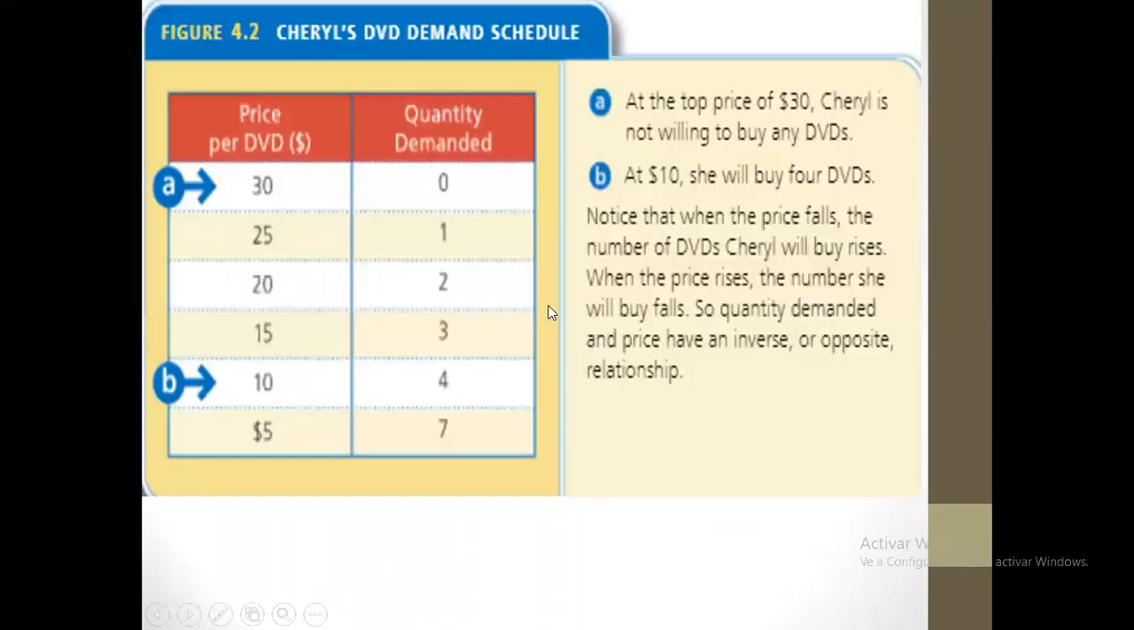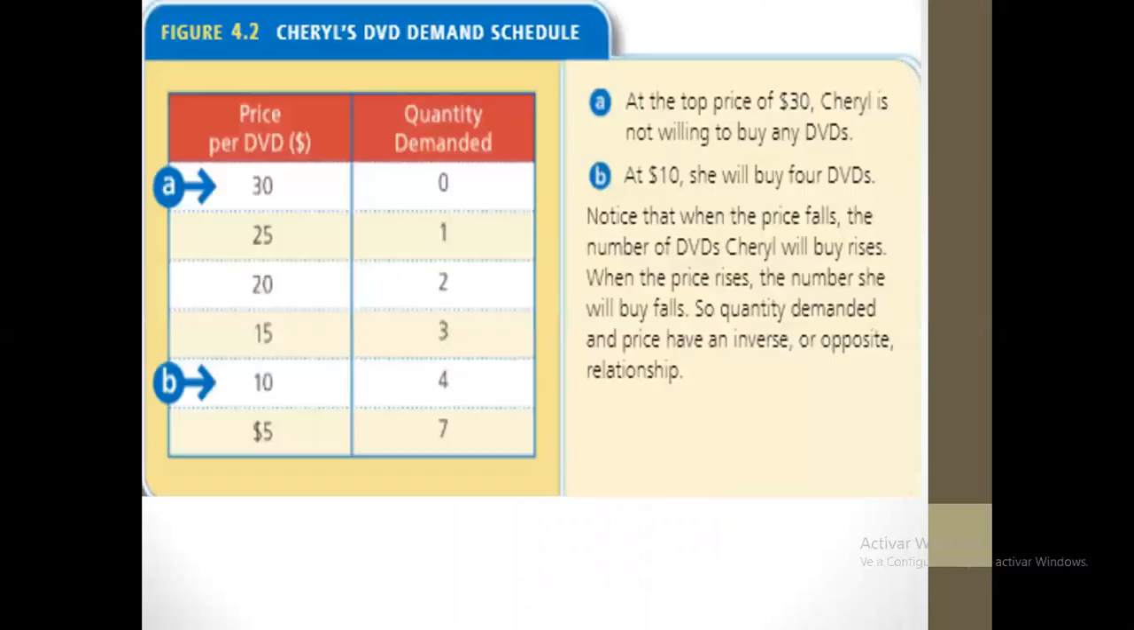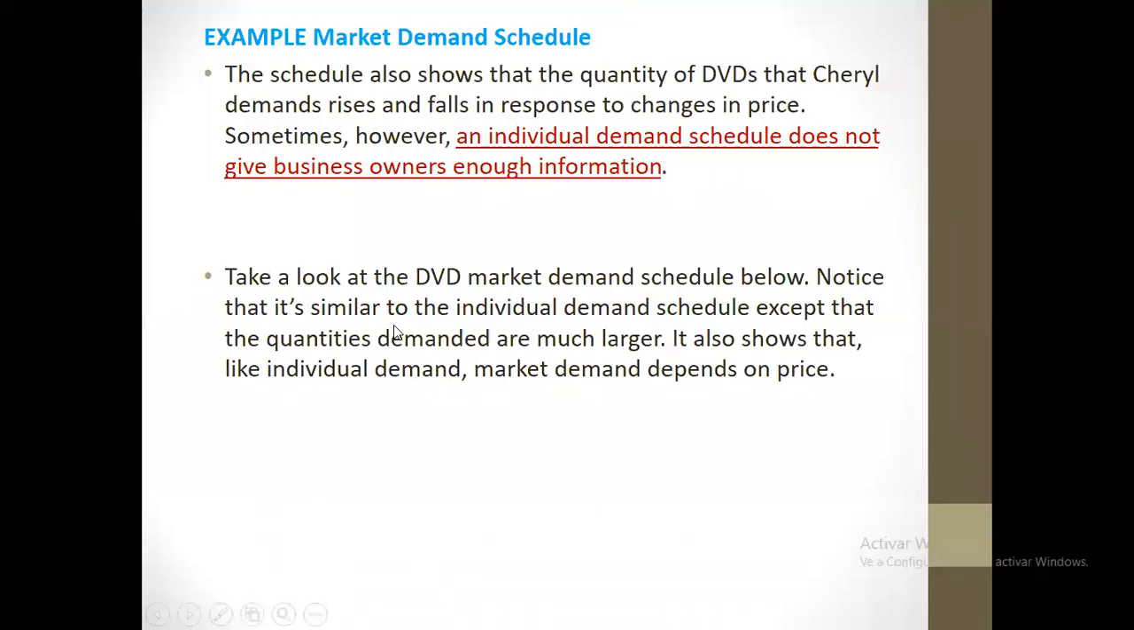Now over here, it says if the DVD's price is 30 bucks, she wouldn't buy any. But if the price of DVDs is 10 bucks, then she would buy 40 DVDs. As the price goes down, the quantity increases. As the price goes up, the quantity reduces. That's the law of demand. Easy and simple. Now the market demand schedule.